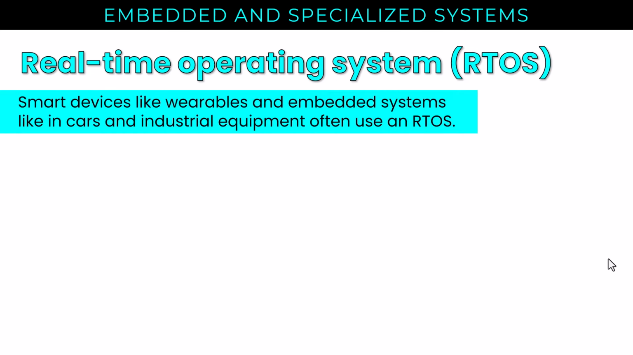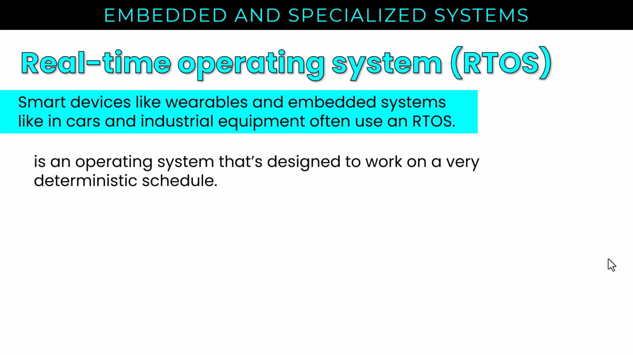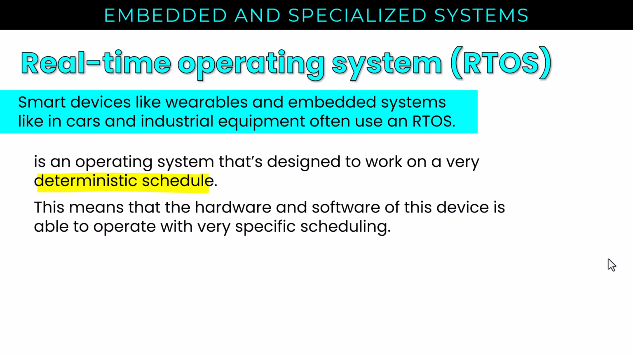So smart devices like wearables and embedded systems, like in cars and industrial equipment, often use a real-time operating system. It's an operating system that's designed to work on a very deterministic schedule. This means that the hardware and software of the device is able to operate with very specific scheduling.